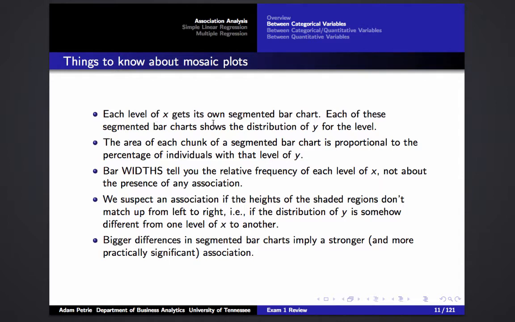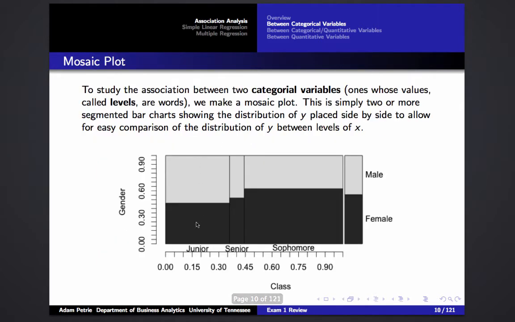So what do we need to know about the segmented bar chart? Well, basically each level of x, the x variable here, gets its own segmented bar chart. And what that's doing is it's showing you the distribution of y for that level of x. And the way to read that is to look to see what areas of the segmented bar chart are devoted to each level of y. The areas are proportional to the percentage of the individuals with that level of y. And so that's really what you're comparing, up and down, the overall distribution of y between each level of x here. The different bar widths here don't tell you anything at all. It just tells you something about the relative frequencies of the x variable.